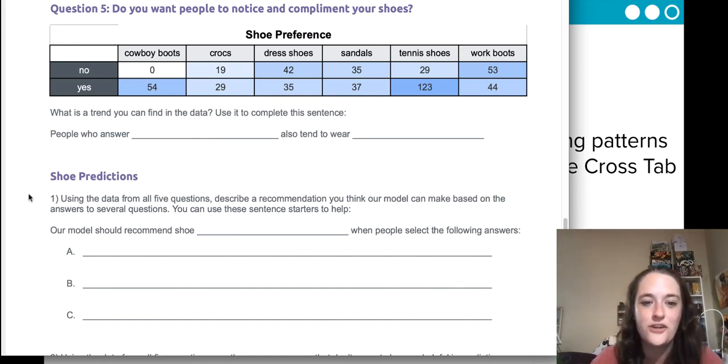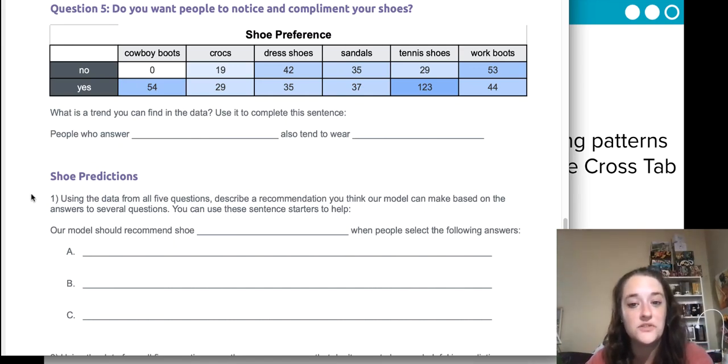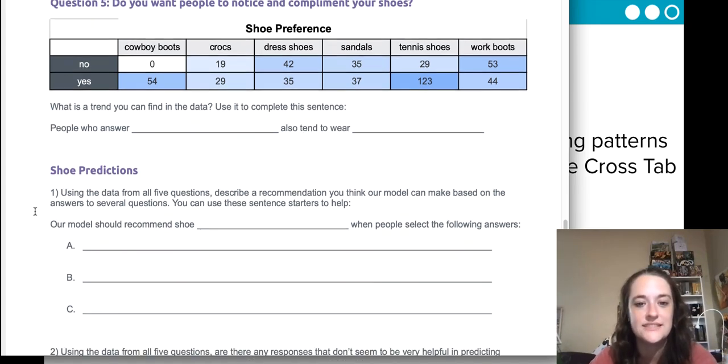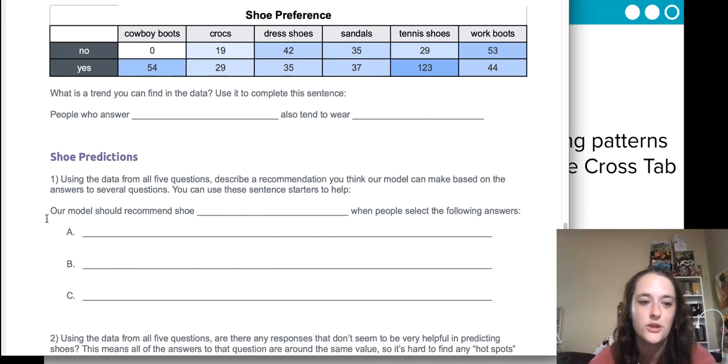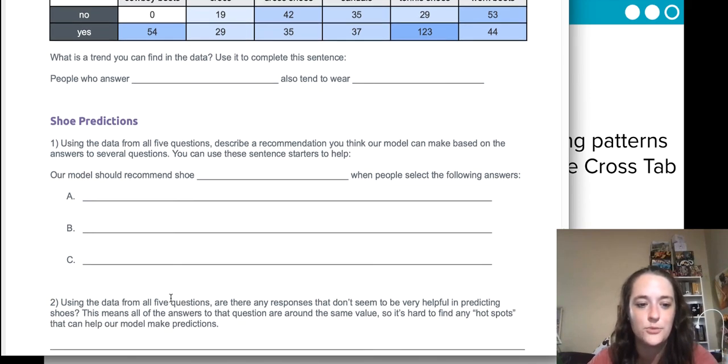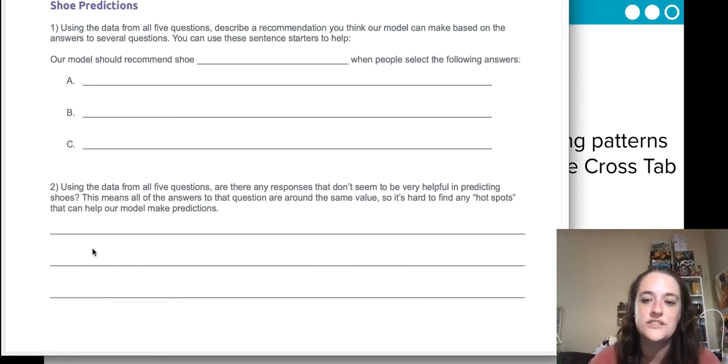Using the data from all 5 questions, describe a recommendation you think the model can make based on the answers to several questions. You can use these sentence starters to help. Our model should recommend shoe blank when people select the following answers: this, or this, A, B, or C. Okay, so you're just going to complete this, and then you're going to submit it to Schoology, okay?